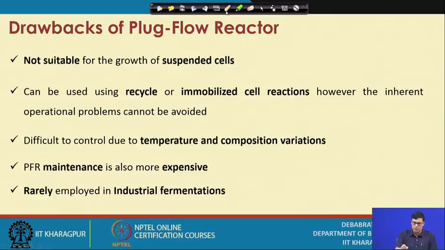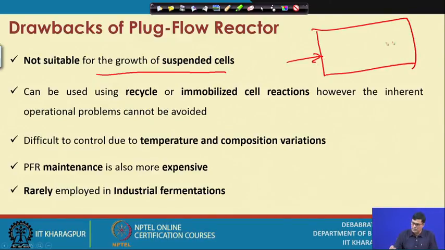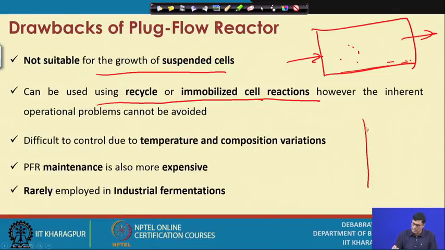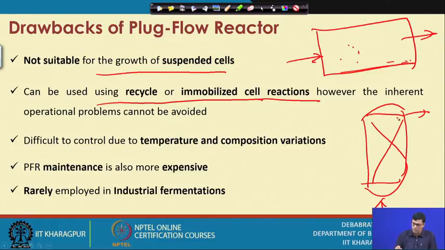The drawback of the plug flow reactor is that it is not suitable for growth in suspension, because I told you that in the plug flow reactor there is no back mixing. So, if there is a suspended cell, there is every possibility it will settle down, then it is not suitable, and it can be used with recycle or immobilized cell reaction. So, suppose in a column, you pack the cells in an immobilized column and you pass the substrate here and take out the product; that kind of system we can operate in the plug flow manner.